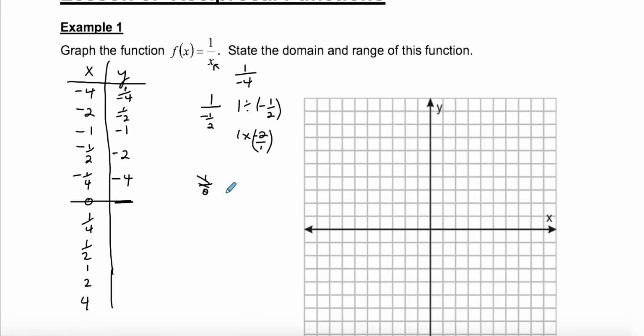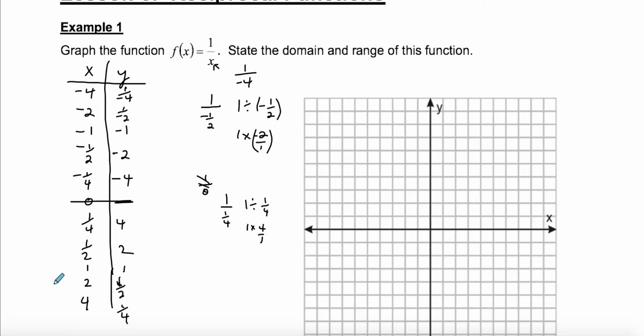1/4, if I sub in 1 over 1/4, that's the same thing as 1 divided by 1/4, which is the same thing as 1 times 4 over 1. So I get 4 as my answer, and I get 2, 1. When I sub in 2, 1 over 2, and when I sub in 4, I get 1 over 4.